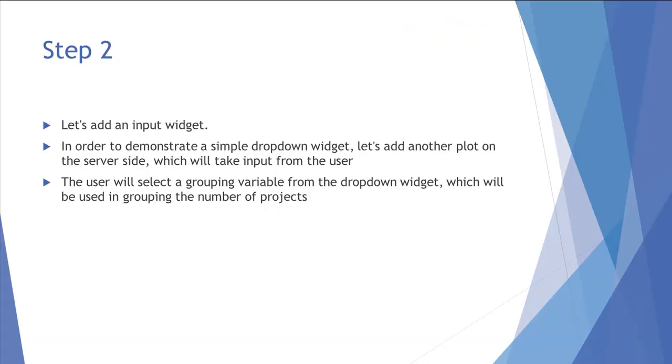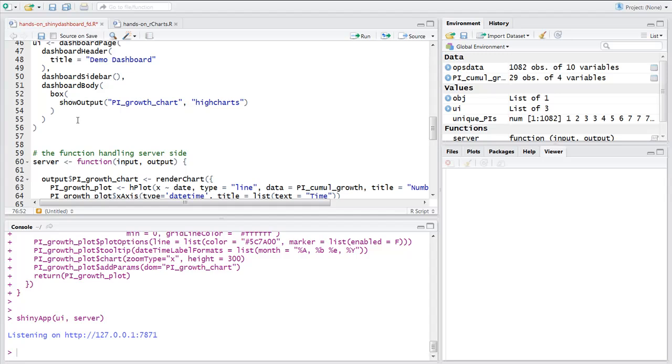Step 2. Let's add an input widget. In order to demonstrate a simple drop-down menu, let's add another plot on the server side, which will take input from the user. The user will select a grouping variable from the drop-down widget, which will be used in grouping the number of projects that CBMI worked on. Let's start by creating a simple widget.